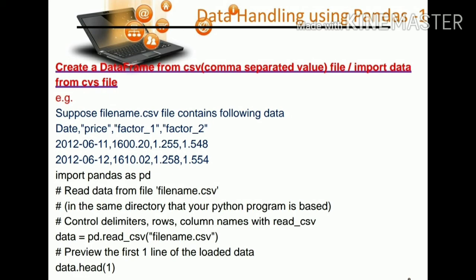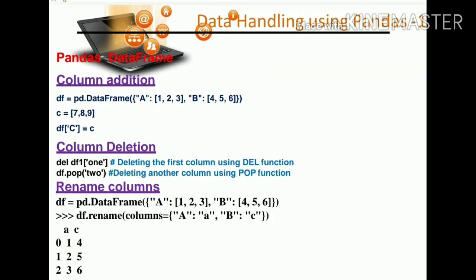I hope it is clear. If you want to create a data frame from a CSV file, you have to use pd.read_csv and the name of the CSV file which you want to load from. It can be created in MS Word, in a text file, in the form of Notepad. So from wherever you want to bring it, you can bring a CSV file by using the read_csv function.